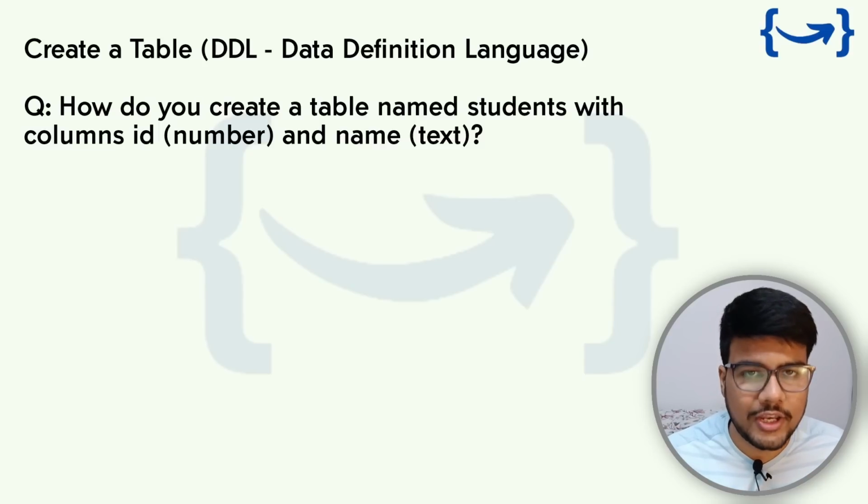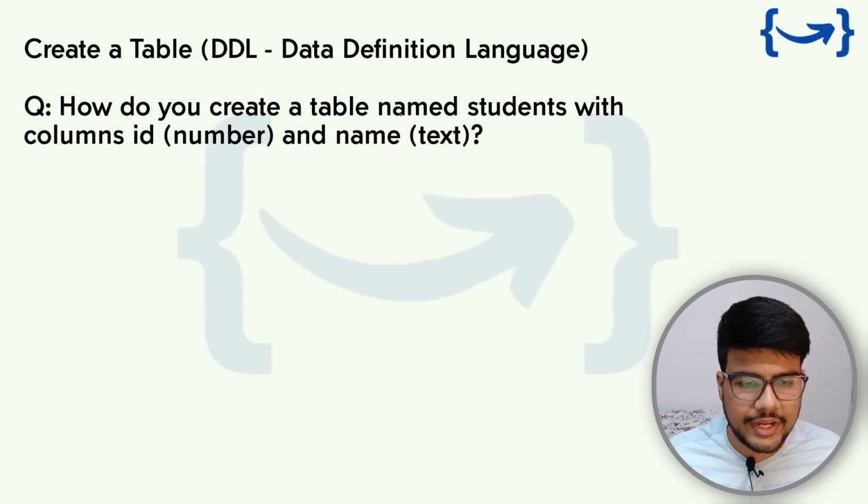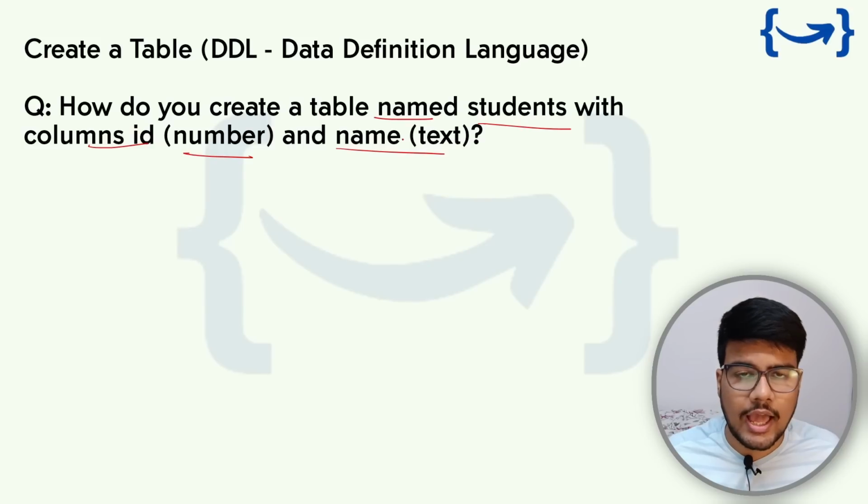Okay, so the very first question: how do you create a table named student with the column ID as number and name as text? You can expect this type of question in your Cognizant exam, where you need to write your query. So the query should be very accurate and to the point.